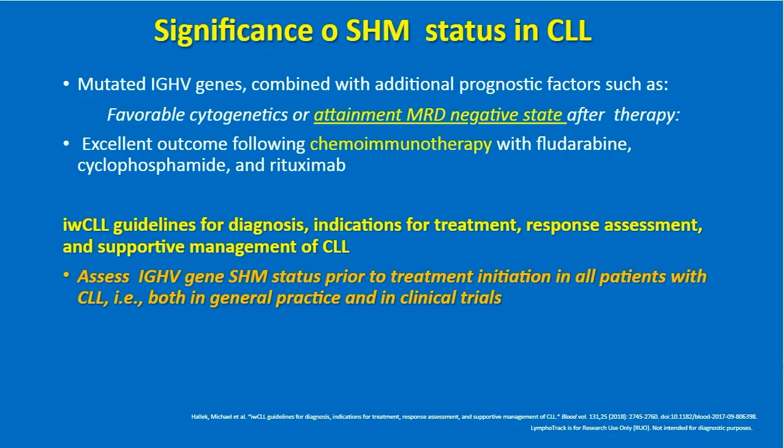The International Working Group on CLL issued a guideline for diagnosis, indication of treatment, response assessment, and support of better management of CLL. It clearly recommends assessing IGHV mutation status prior to treatment initiation in all patients with CLL, both in general practice and also for clinical trials.